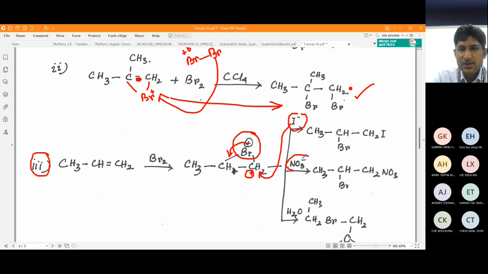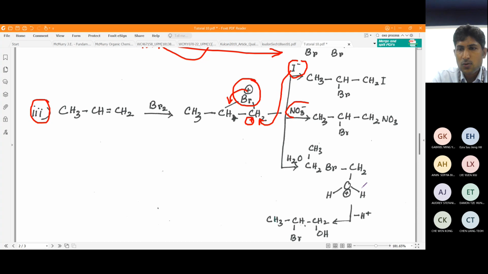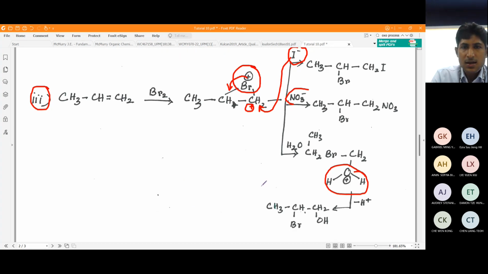Nitrate, in a similar way, is already negative, so it will attack this positive side. And another thing is water. When you're getting water, water also can produce a hydroxyl group. Water is producing a hydroxyl group, and this hydroxyl group is going to get attached to this product.